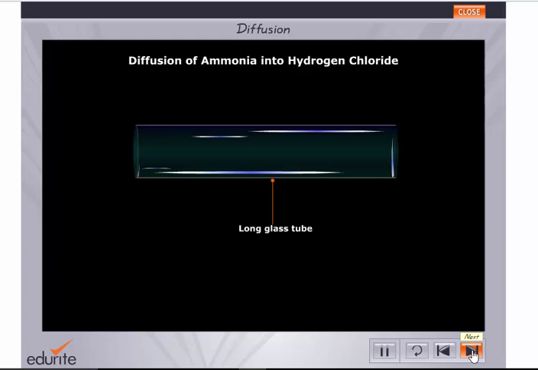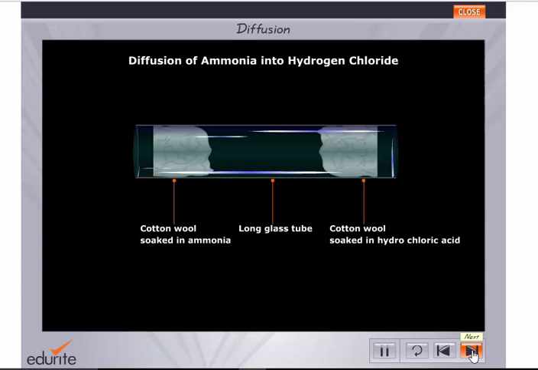Diffusion in gases. Diffusion of ammonia into hydrogen chloride. Let us see how diffusion of two gases takes place and undergoes a chemical reaction. Take a long glass tube and plug end A with cotton wool soaked in ammonia and end B with cotton wool soaked in hydrochloric acid. Seal the ends with rubber bungs.